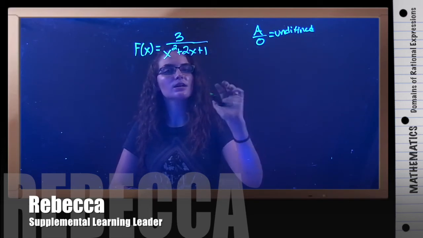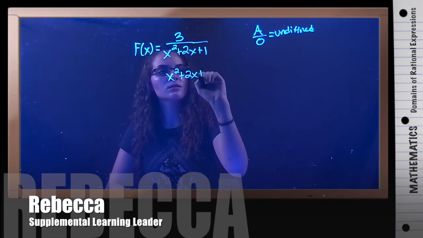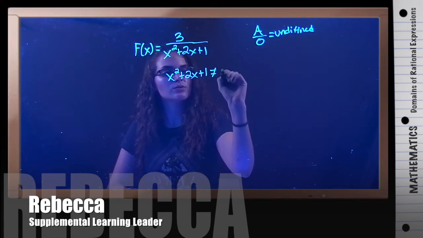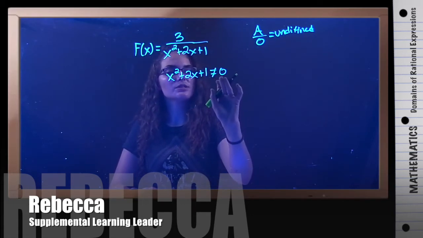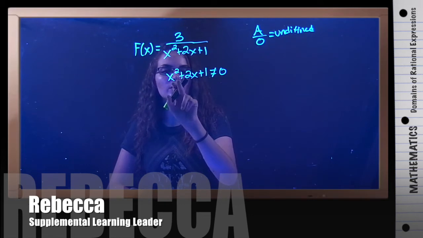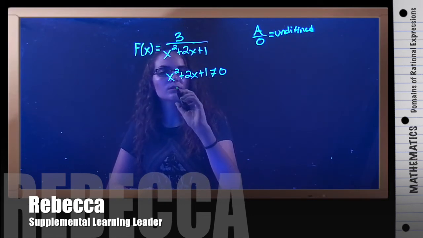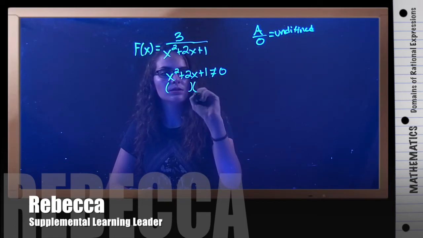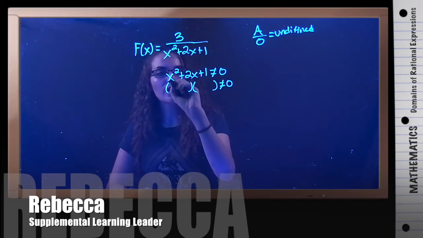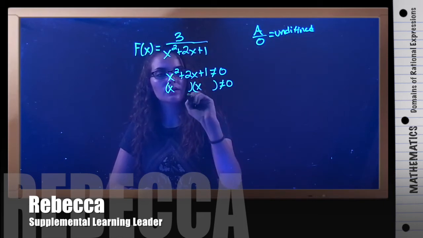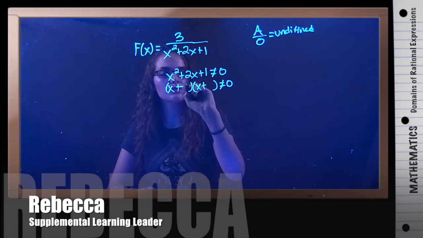It could be anything else except for 0. So we take the denominator and set it not equal to 0. So if it's not equal to 0, we have to solve for x and figure out what x cannot be. And to solve for x here, we have to factor. So if we factor this, we get (x plus)(x plus). Multiples of 1 that add to give you 2 are 1 and 1.